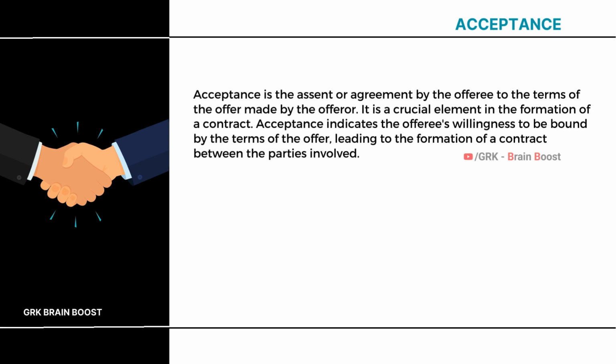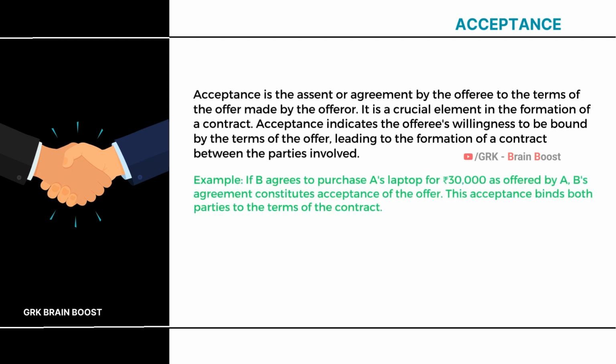Acceptance indicates the offeree's willingness to be bound by the terms of the offer, leading to the formation of a contract between the parties involved. Example, if B agrees to purchase A's laptop for 30,000 as offered by A, B's agreement constitutes acceptance of the offer. This acceptance binds both parties to the terms of the contract.